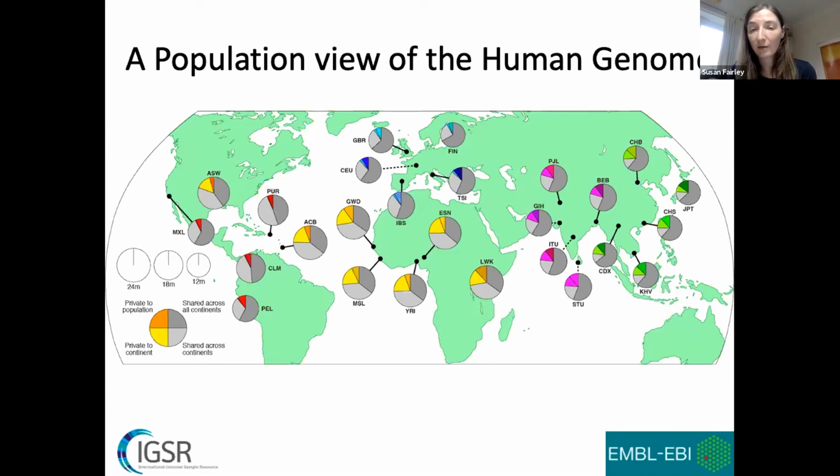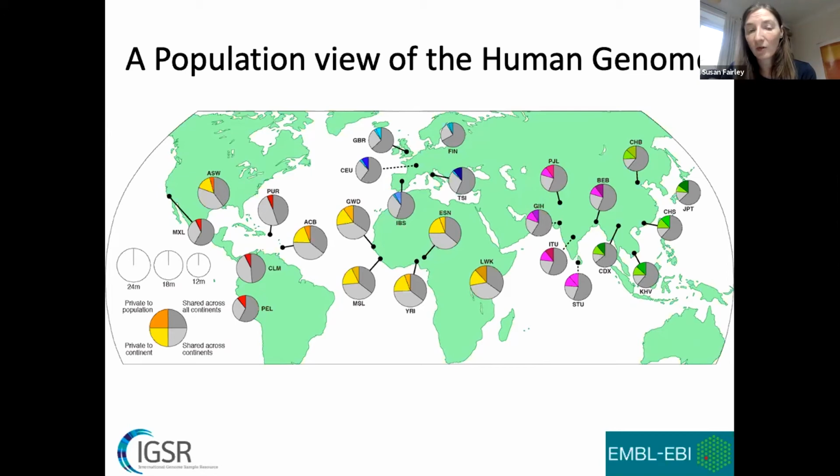So this is a figure taken from one of the final papers from the 1000 Genomes project, published in 2015. It shows a pie chart for each of the 26 populations, and the pie charts are split into 4 categories. In dark colors, we've got the variants that are found in that population and only in that population. They're not found anywhere else in any of the other populations.